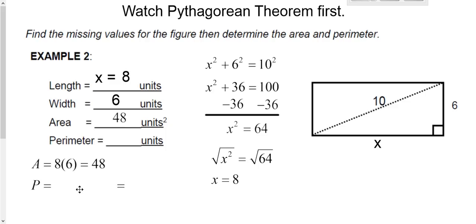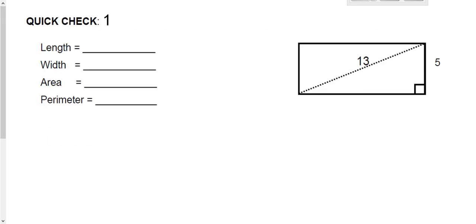The perimeter is 2 times the length, which is 8, plus 2 times the width, which is 6. And we end up getting 28 for the perimeter. It was just a matter of having to use Pythagorean's theorem to find the length of this rectangle, given the width and the diagonal there.